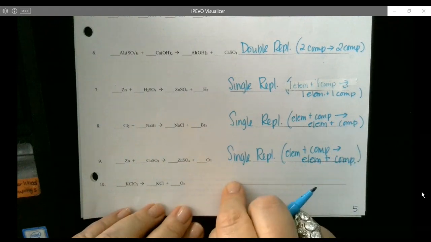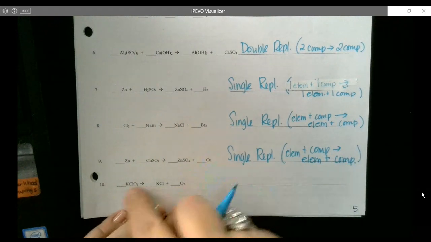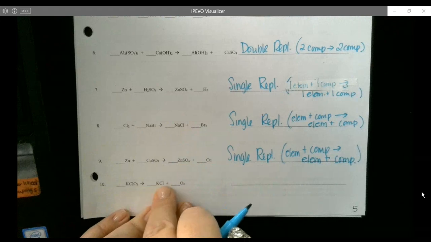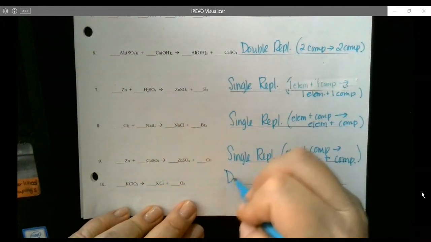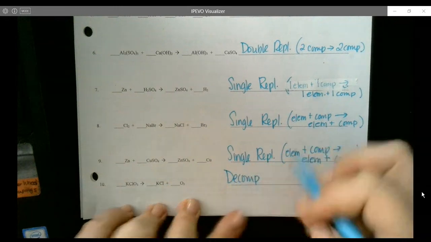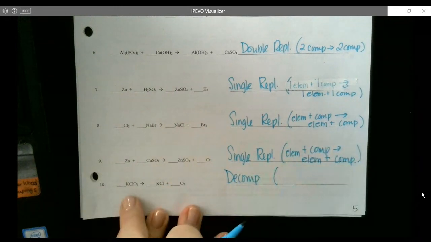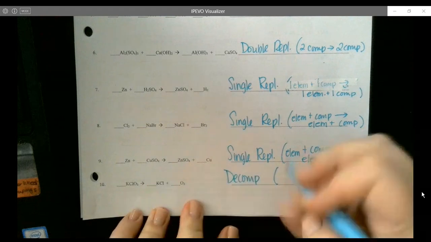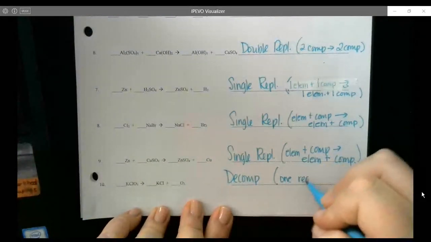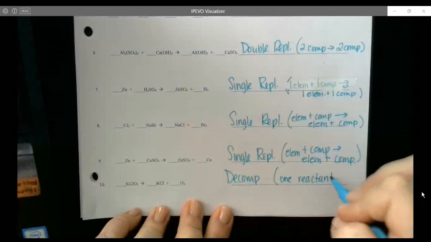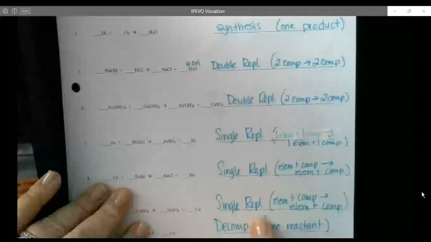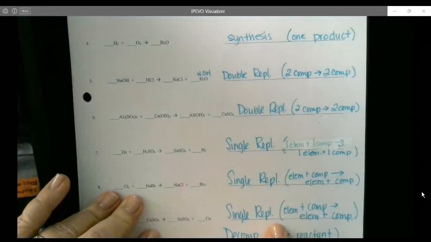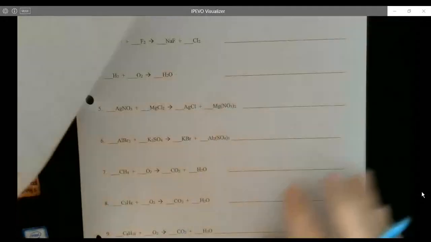Okay, and then the last one that you see up here is going to be KClO3 breaking down to KCl and O2. So this is going to be a decomposition. And again, the key here that you're going to take away is that you have one reactant, and it's breaking down into simpler things. Okay, so this page we've now done. The only problem is we didn't see any combustion here.